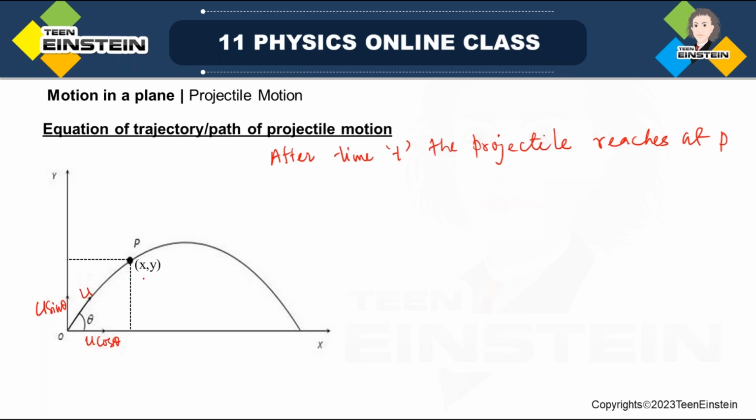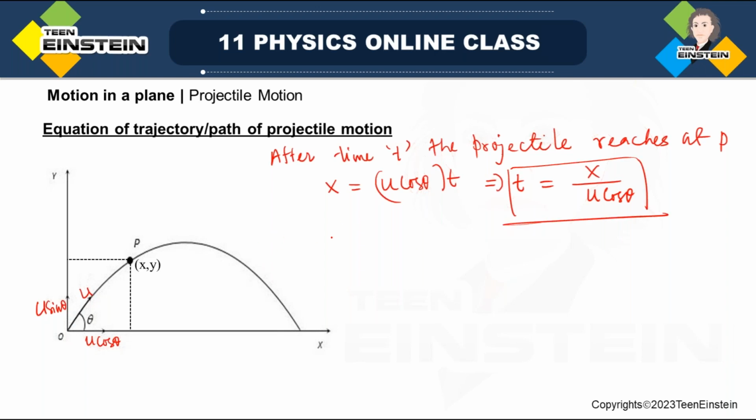So at this position, what are the x and y coordinates? X coordinate, as usual, is the displacement along the horizontal direction, u cos theta into t. So from here, can we find out what is t? T will be x by u cos theta, right? Let us keep this.